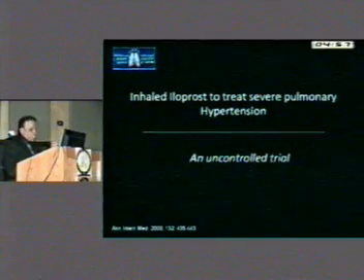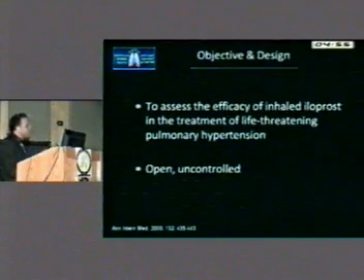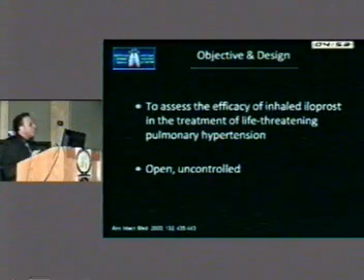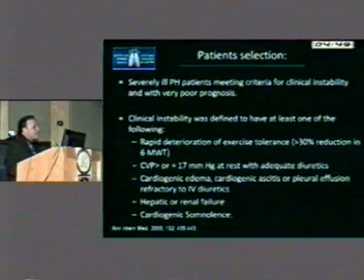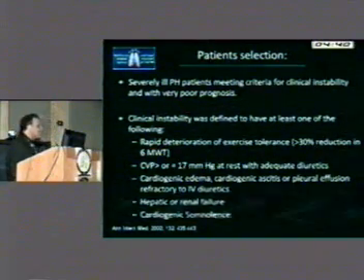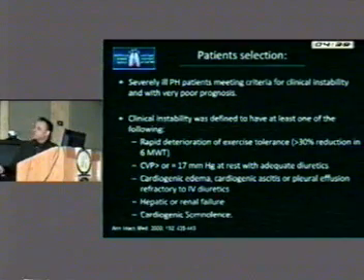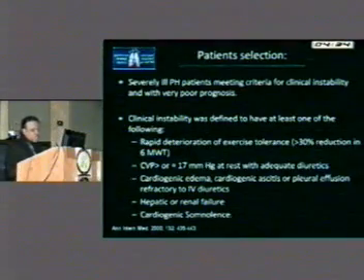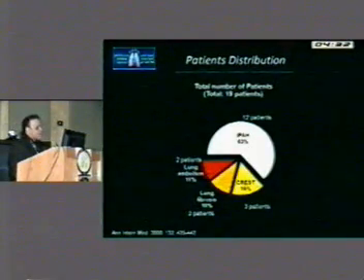So I would just like to show this study because I like this paper. In this paper we're looking at those patients who were desperate. They were very, very severely ill. And those patients, if you look at them, had very limited 6-minute walk distance. Their CVP was extremely high. There was cardiogenic edema, and they would have hepatic and renal failure, cardiogenic somnolence. So they were very advanced cases of pulmonary hypertension.